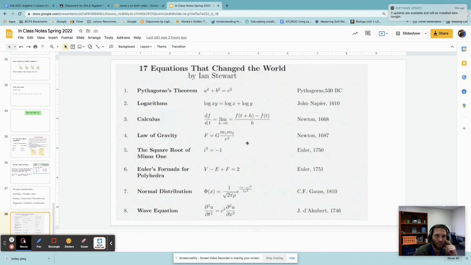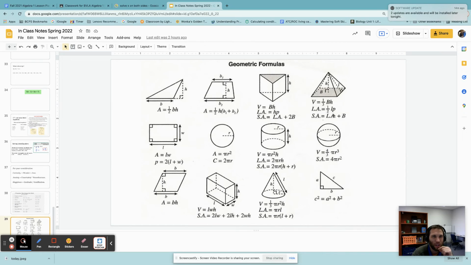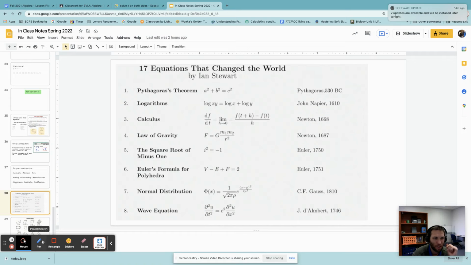So there's a law of gravity. That's Isaac Newton also. He did a lot. This is Euler. This is the imaginary number. You do that in algebra 2. And another Euler is the Euler's formula and the normal distribution. This is statistics. We talked about the normal distribution, the bell curve, and then a wave equation. So you can solve for any of these. Oh, and then the geometric formulas.